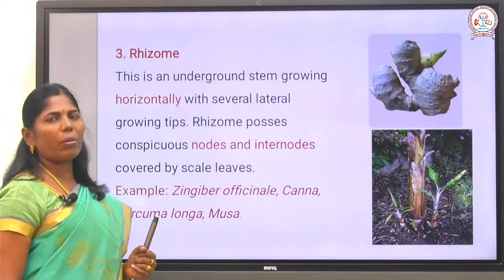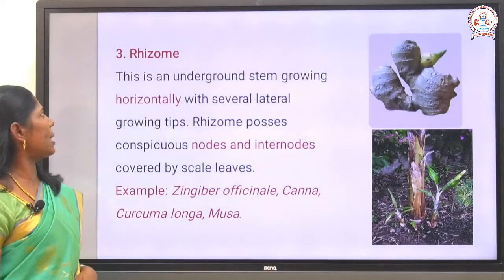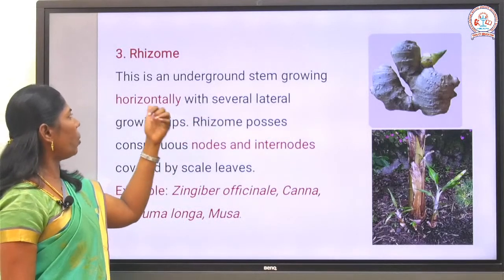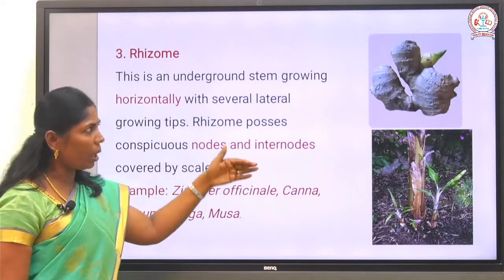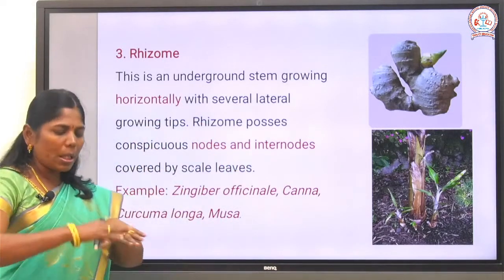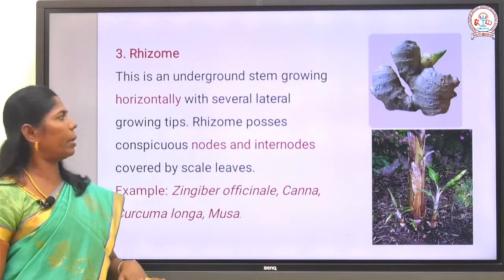So next one is called rhizome. Okay, so rhizome, the ginger is a best example for the rhizome. This is an underground stem, growing horizontally with several lateral growing tips. Okay, so underground, obviously, where is it? It is inside the earth, so it develops horizontally. It has an axillary bud and a terminal bud, okay?